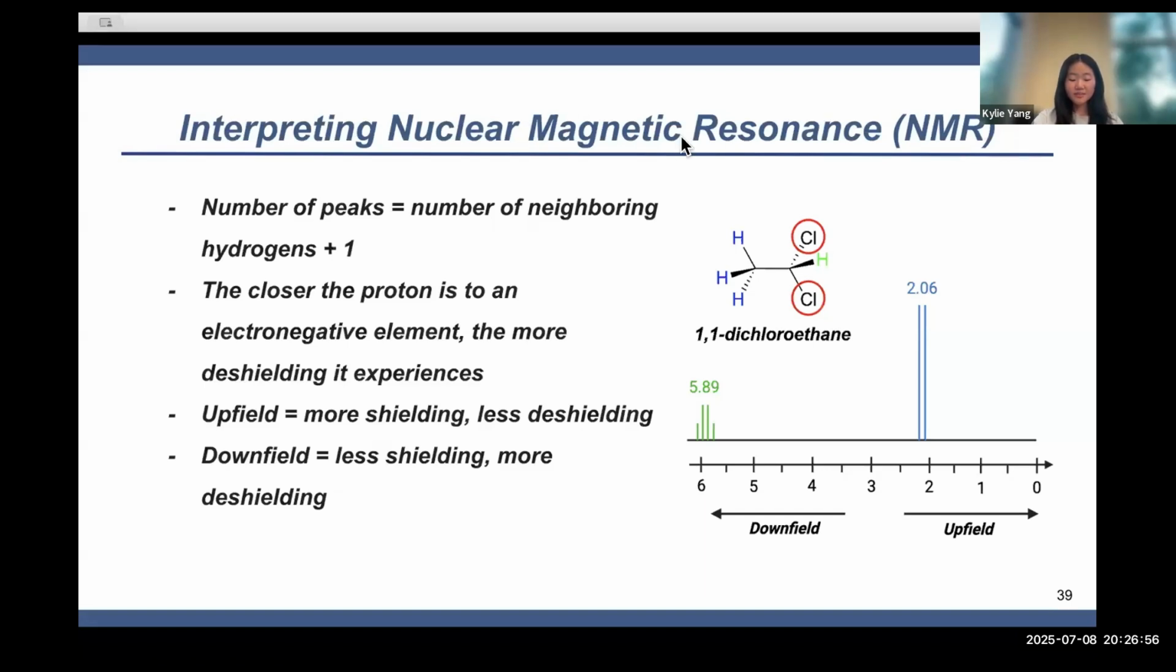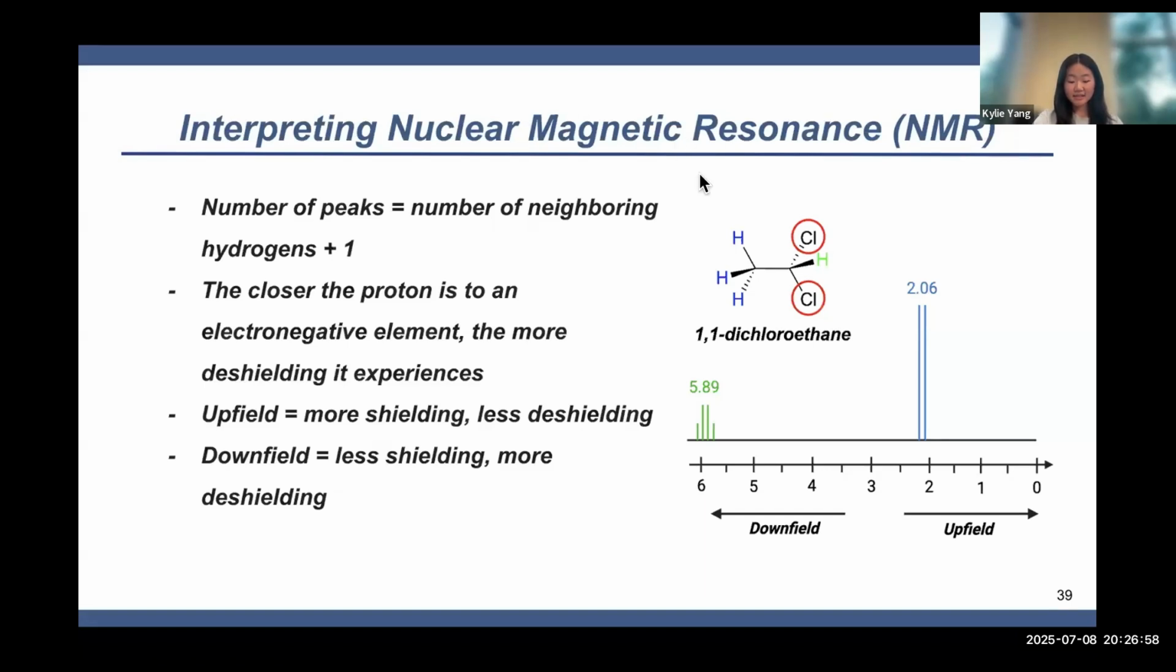Then there is the chemical shift, or the position of each peak along the x-axis in ppm. Electronegative atoms such as oxygen or chlorine can de-shield nearby protons, pulling electron density away and shifting their signals downfield towards the left. For example, in the example on the right, in dichloroethane, the proton near the two chlorine atoms is more de-shielded and shows up at around 5.8 ppm, while the more shielded protons appear near 2.6.